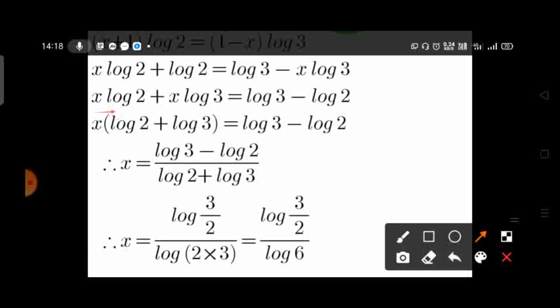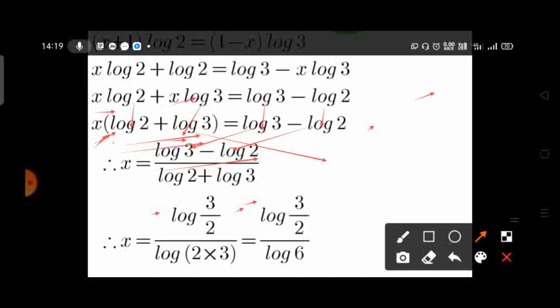Here x, here also x, in both places x is there, so x can be taken as common. So log 2 and log 3 are as usual the same, no change. Here log 3 minus log 2 also no change. So here we see, log 2 plus log 3 into x is log 3 minus log 2. So to complete this whole form, it comes down to the denominator. So x is log 3 minus log 2 by log 2 plus log 3.